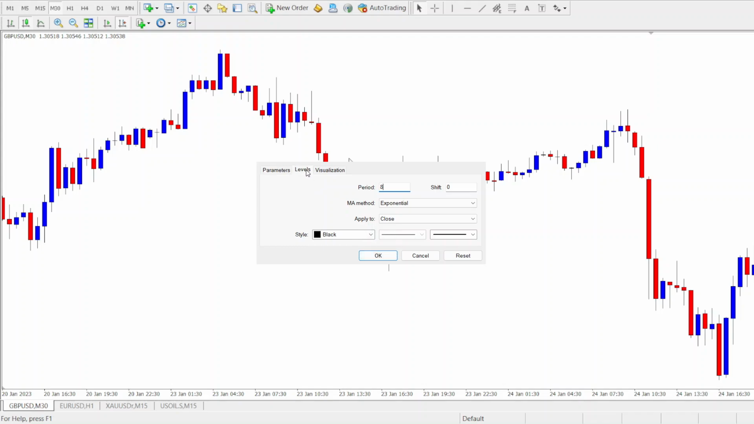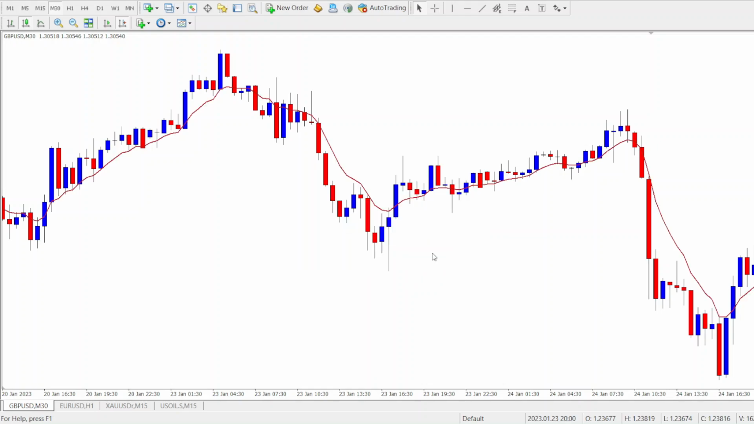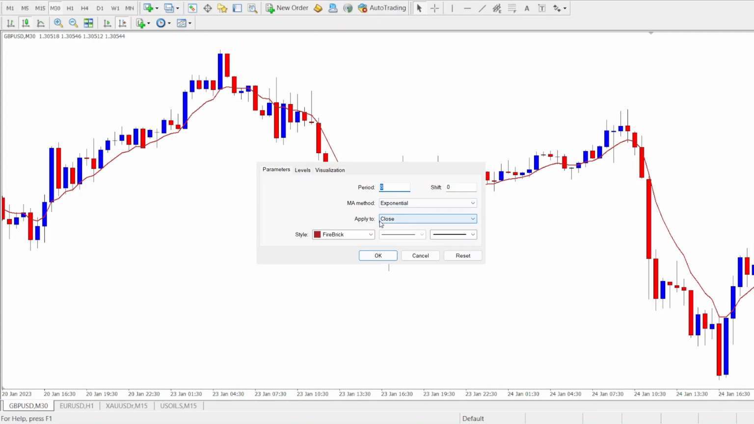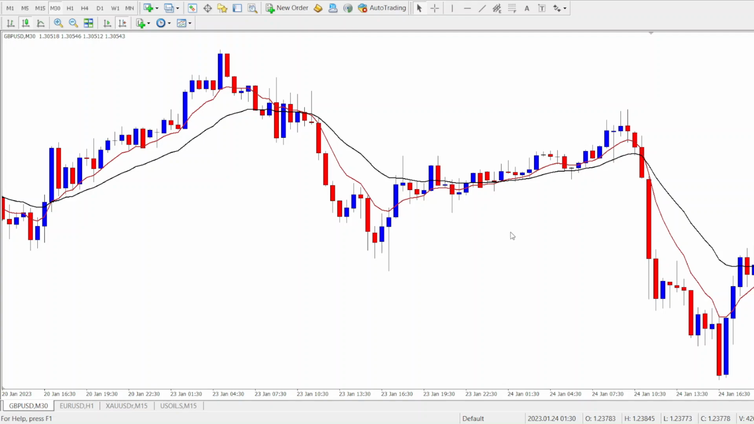We are going to be using the crossover strategy. So you have to add 2 EMAs to your chart. We're just going to use the 8 EMA and the 21 EMA. This is if you want to catch short-term trends. When the 8 EMA crosses above the 21 EMA, it is a bullish signal. When the 8 EMA crosses below the 21 EMA, it is a bearish signal.